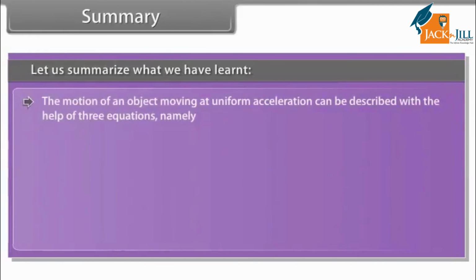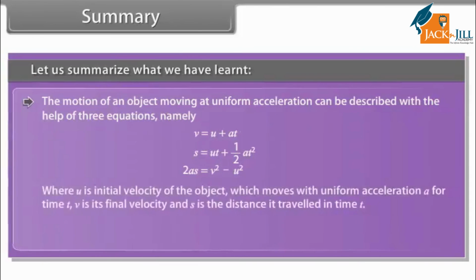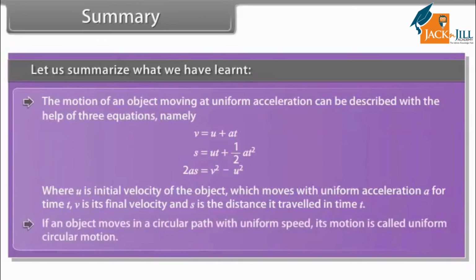The motion of an object moving at uniform acceleration can be described with the help of three equations, namely, v is equal to u plus at, s is equal to ut plus 1 upon 2 at square, 2as is equal to v square minus u square, where u is the initial velocity of the object, which moves with uniform acceleration a for time t, v is its final velocity, and s is the distance it traveled in time t. If an object moves in a circular path with uniform speed, its motion is called uniform circular motion.